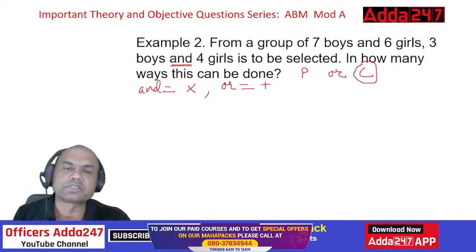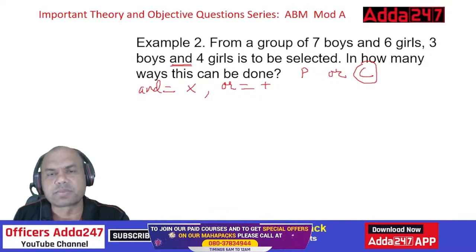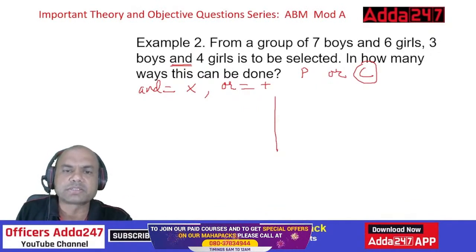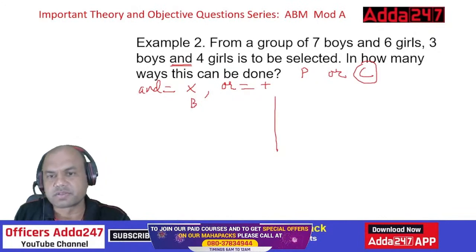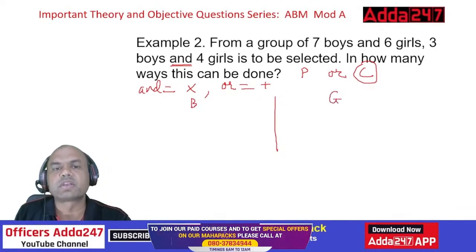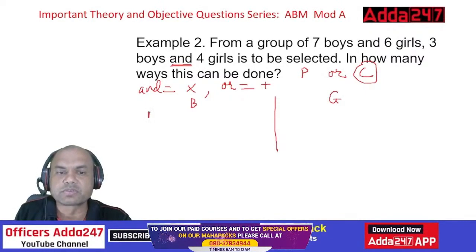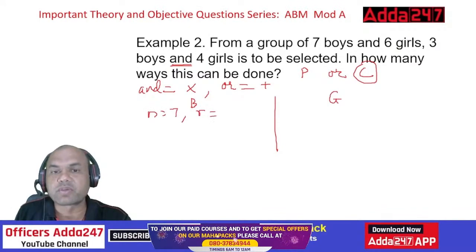So how to do this? Firstly, solve boys separately and girls separately. Keep it very simple. I'll draw a line over here. Boys and girls. What is given for boys? How many boys are there in total? N equals 7. What is the required R? 3 boys are to be selected. Similarly for girls, how many girls are there? N equals 6, right? How many girls are required? 4. So R equals 4.